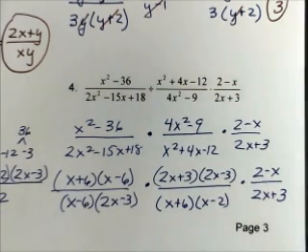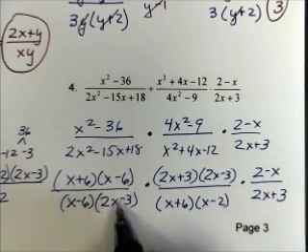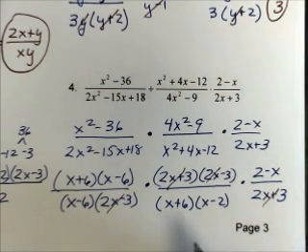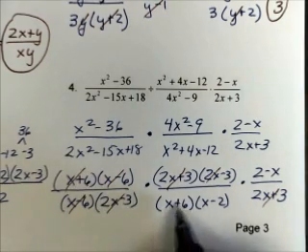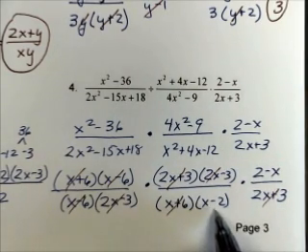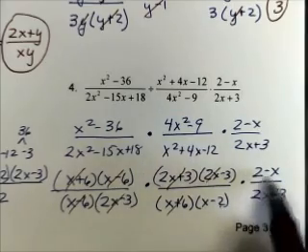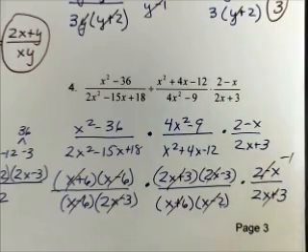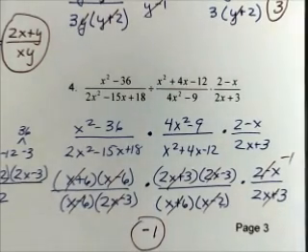Let's go through and divide out common factors. 2x minus 3's divide out. The 2x plus 3's divide out. x minus 6, x minus 6, x plus 6, x plus 6. And notice x minus 2 and 2 minus x, they are opposites. So this whole thing simplifies to -1. And that completes our Page 3 of our notes.